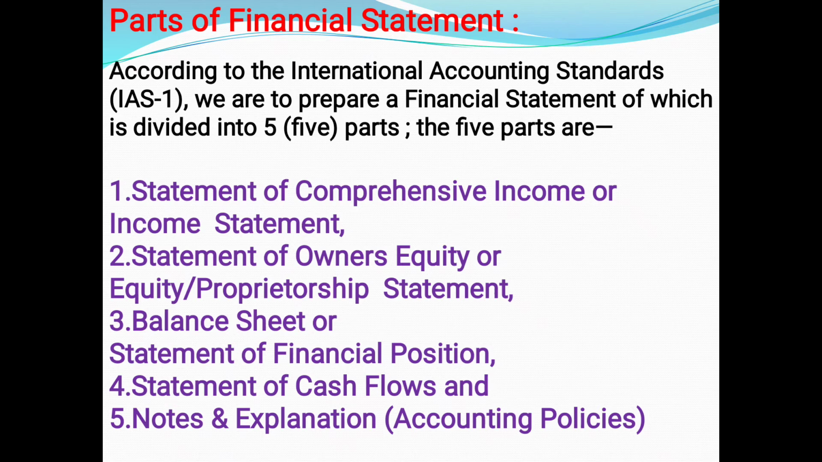In this statement, there are so many items for recording procedure. Number one, current assets. Second one, fixed assets. Third one, other assets. Fourth one, long-term investment. Fifth one, current liabilities. Sixth one, long-term liabilities. Seventh one, owner's equity.